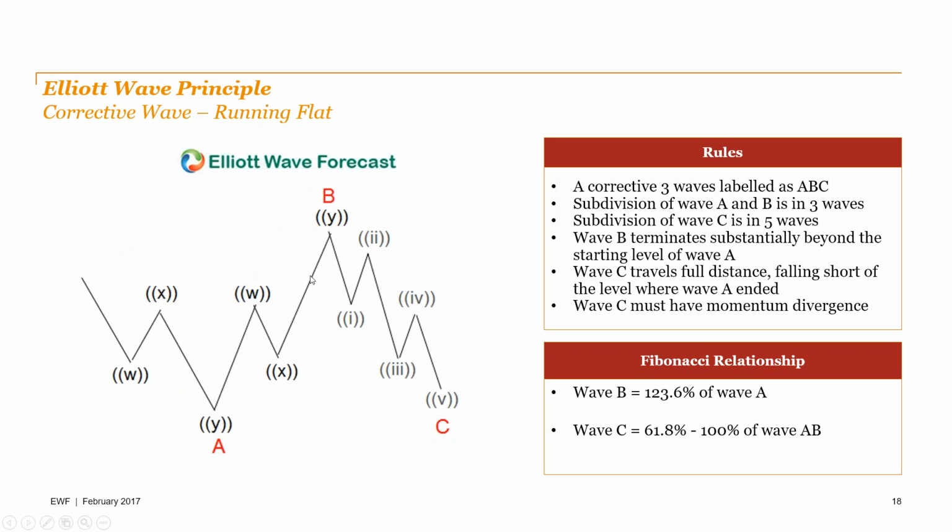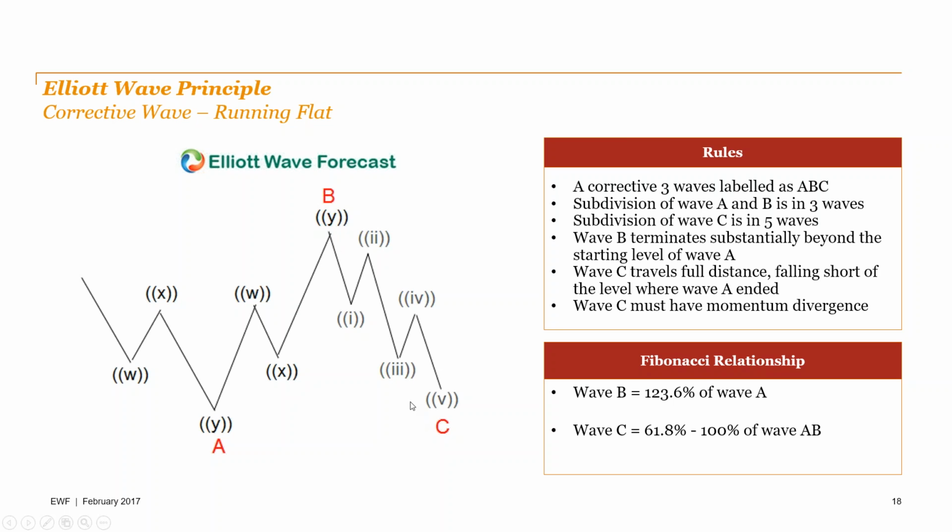Running flat, the same idea but a slightly different variation. Wave B terminates substantially beyond the starting level of wave A, but wave C fails, falling short of the level of wave A. So you see wave C does not go beyond the end of wave A, unlike the expanded flat. It sort of fails, and it is also 3, 3, 5. Okay, the Fibonacci relationship with B is 123.6% because it goes beyond the starting point of wave A, and with C it is around 61.8% to 100% of wave AB.